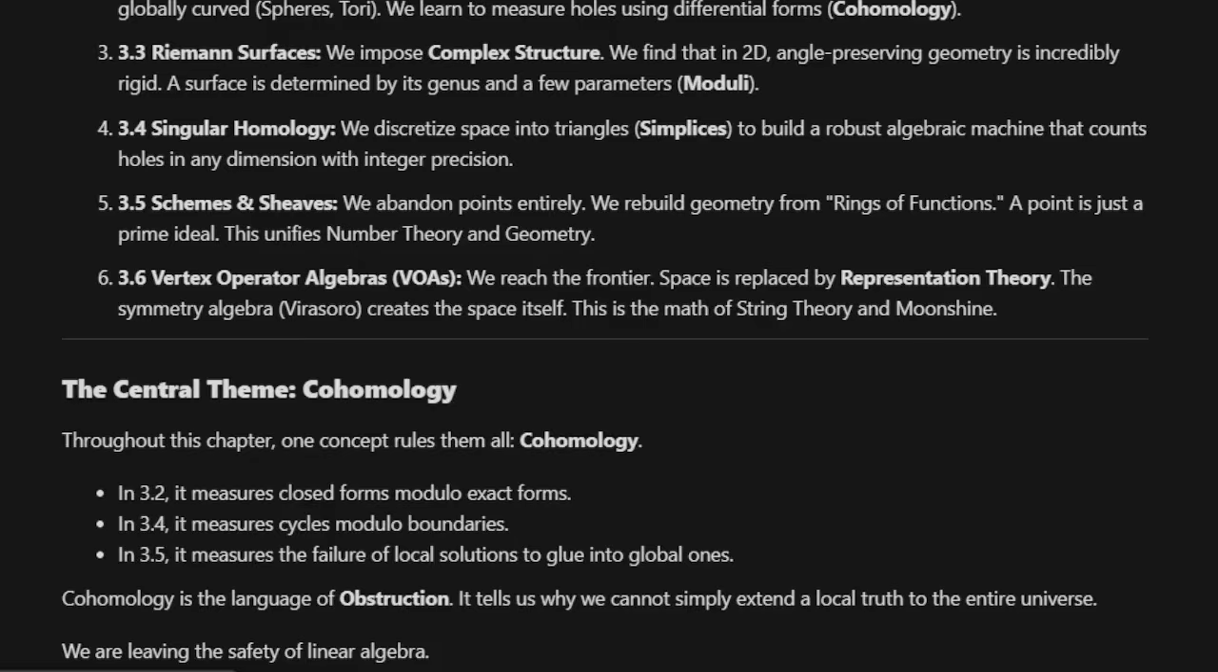And then vertex operator algebras. Finally, we will talk about space being replaced entirely by representation theory, and symmetry itself will create space. And this will give us the mathematics of string theory and Monstrous Moonshine, if you've ever heard of that. If I'm not making any sense, I'll try my best to make this as intuitive as possible.